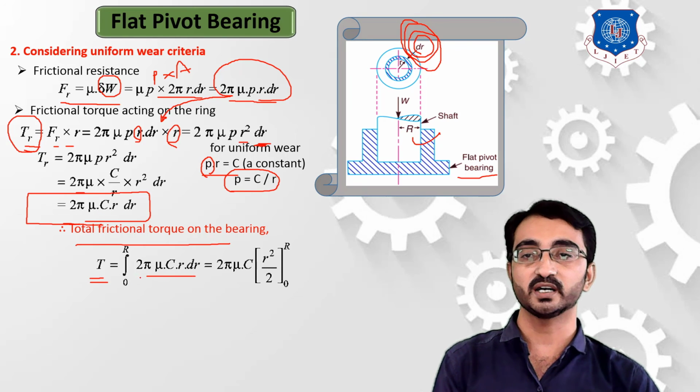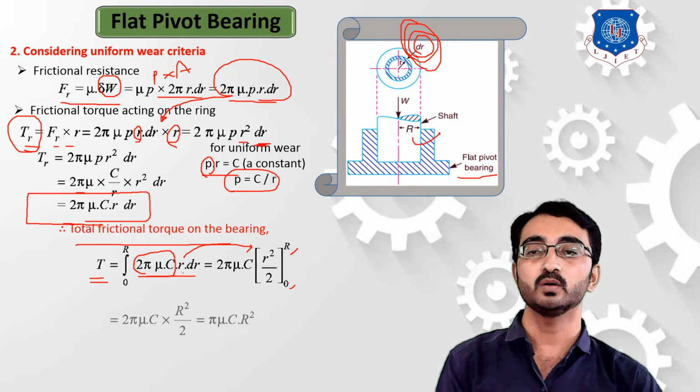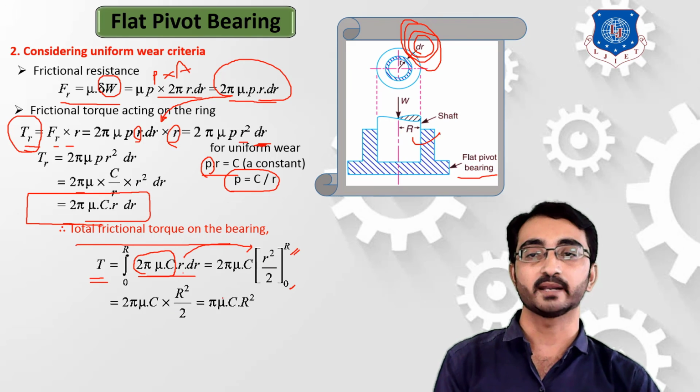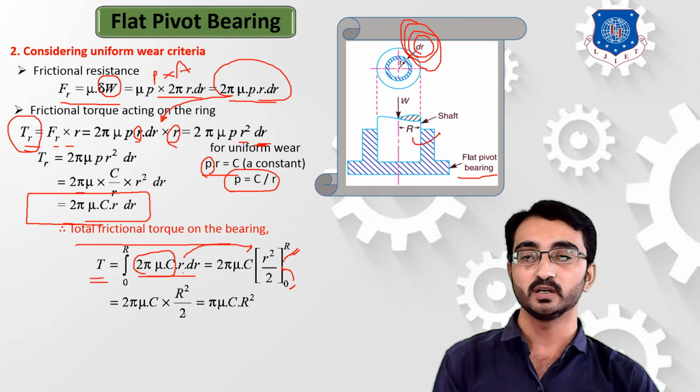Now in this equation again we have identified that the 2 pi mu C, all these terms are constant. So the integration of R will become R square by 2, with upper limit as capital R and lower limit as 0. Now from center to R, so that's why we are putting over here the limit from 0 to R. So by simplifying this, putting this upper limit and lower limit in this bracket, we can derive the equation, that is 2 pi mu C into capital R square by 2. Now cancelling out these 2, the final equation will become pi mu C into R square.